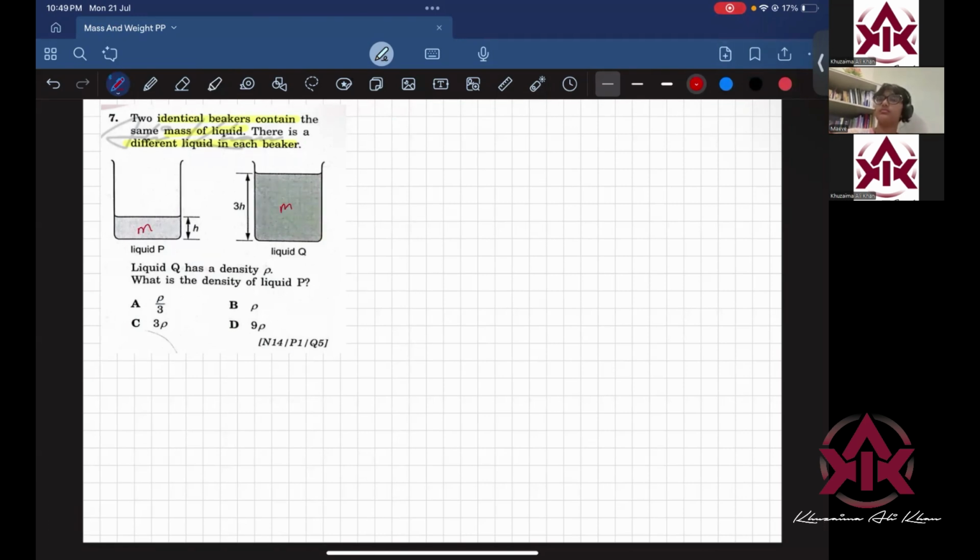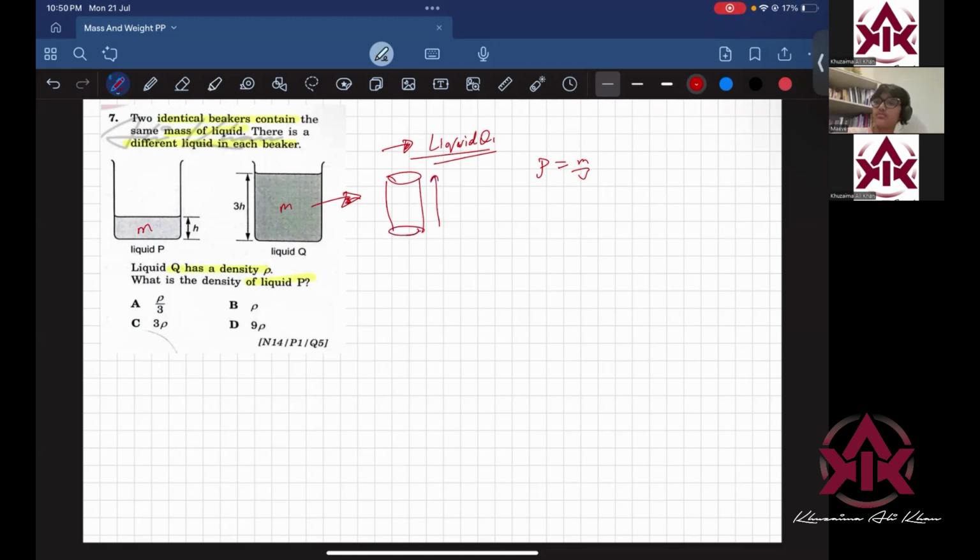They are saying that let's say liquid Q has density rho. So what will be the density for liquid P here, right? Let's first of all work it out for liquid Q here, right? So what is the formula of density? Density is mass per unit volume here. So if you recall the formula for a cylinder, right? Obviously if you see this container here, the container is going to be the shape of a cylinder, right?